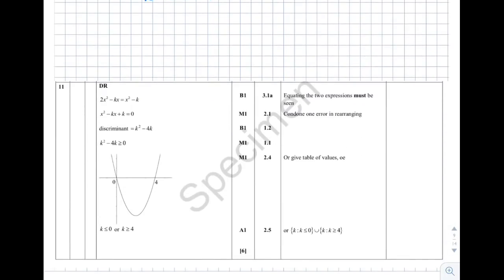So looking at the mark scheme, you get quite a lot of marks even if you don't really know what you're doing. You get a mark for equating them, a mark for turning them into a quadratic, and a mark for thinking about the discriminant. So you've already got half the marks, and then the last 3 marks are for solving the quadratic inequality.